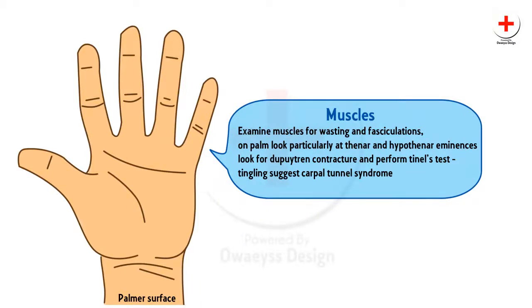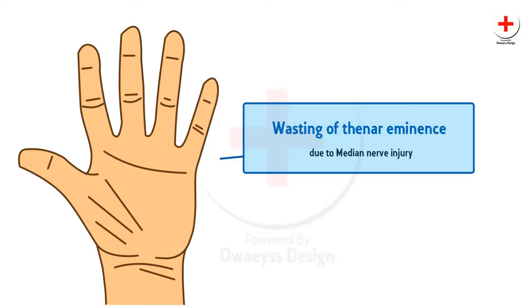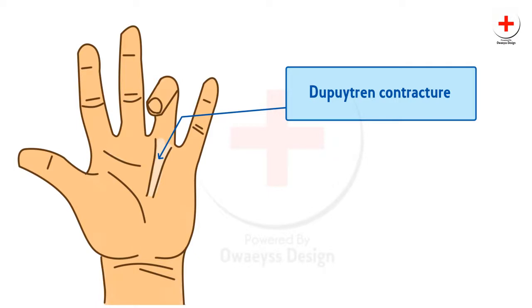On inspection of muscles, examine muscles for wasting and fasciculations. On the palm, look particularly at thenar and hypothenar eminences. Look for Dupuytren's contracture, and perform Tinel's test. If tingling occurs, it may suggest carpal tunnel syndrome. Wasting of thenar eminence looks like this. Have a look at Dupuytren's contracture.